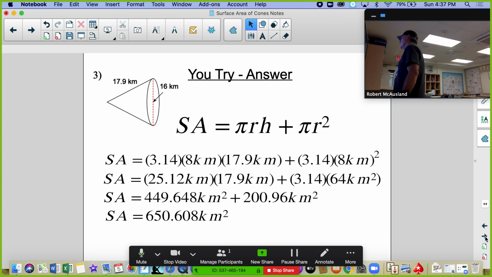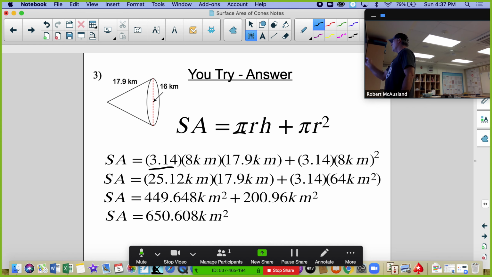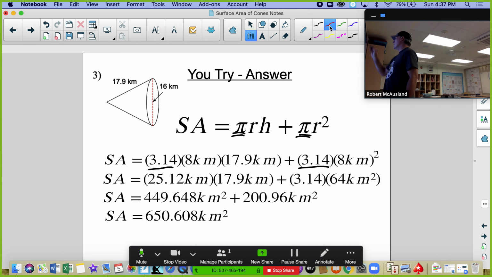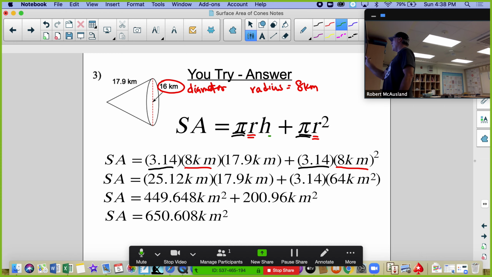So surface area equals pi r h plus pi r squared. We're going to plug 3.14 in for my pi. In both places that I see pi, I'm going to plug 3.14. For my radius, notice my diameter is 16 kilometers. So my radius would be half of that. That would make 8 kilometers. So notice that I plugged in 8 kilometers for my radius, and then my slant height is going to be that distance, and I'll plug in 17.9.